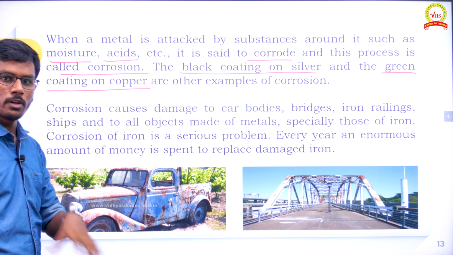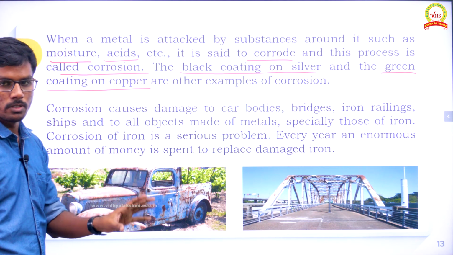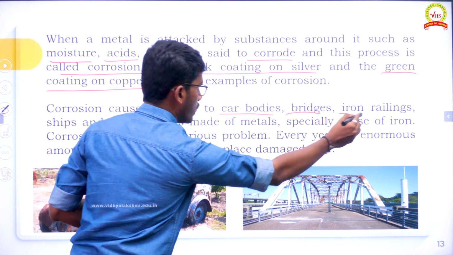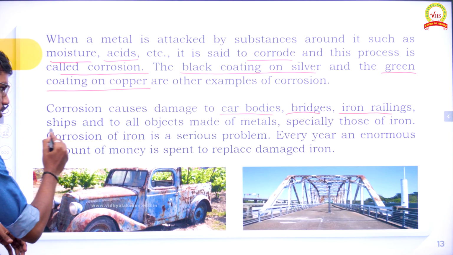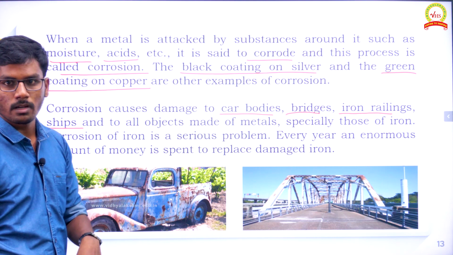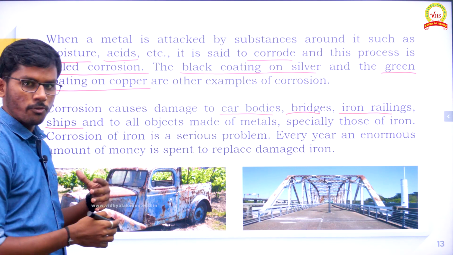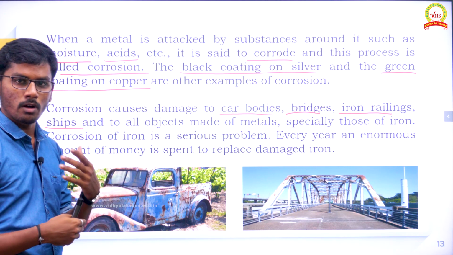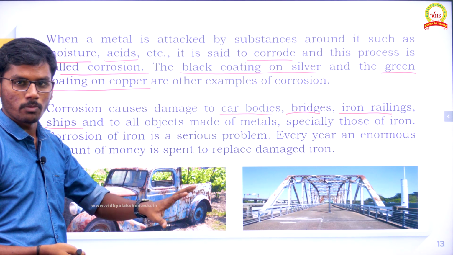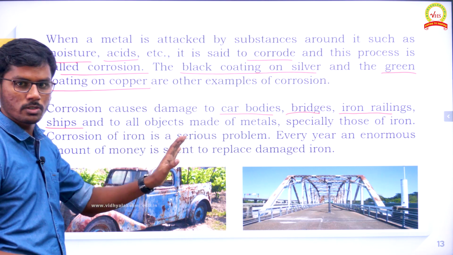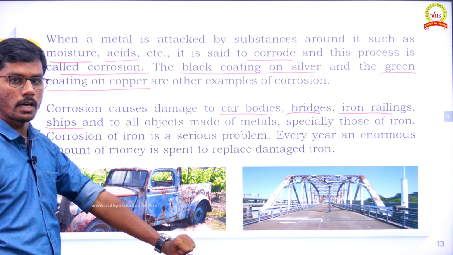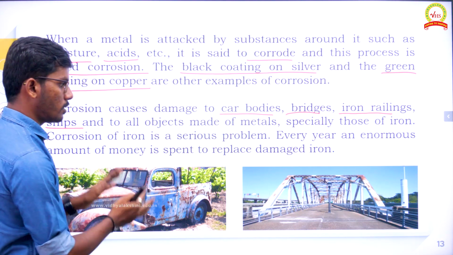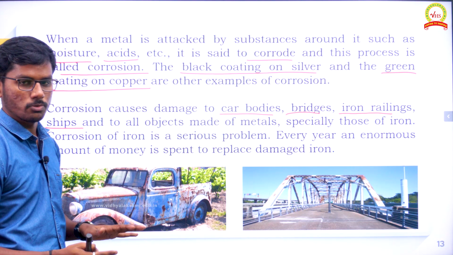It is giving us damage to the substances in some way. If you see, car bodies, bridges, iron railings, ships, all these objects are made up of certain kinds of metals. These metals are almost always exposed to the atmosphere. They react with moisture and all the gases present in the air, and obviously lose their color and physical nature. That is what we call corrosion.